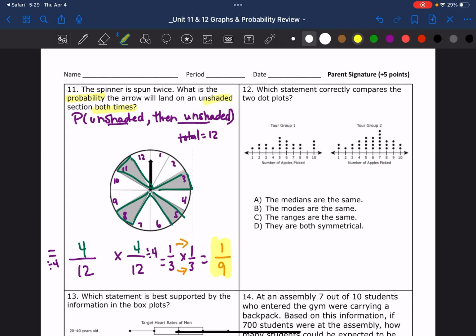Okay. Number 12. Which statement correctly compares the 2 dot plots? So again, this is one that I'm going to do in 4 different colors so we can look at each different answer choice, okay? Median. That's the middle number. With dot plots on your actual test, you're going to write the numbers out and then you're going to cross off from each side until you get to the middle number or middle numbers.